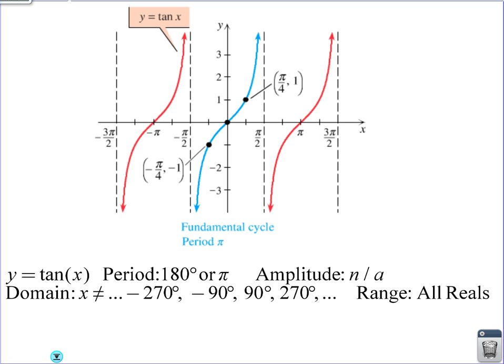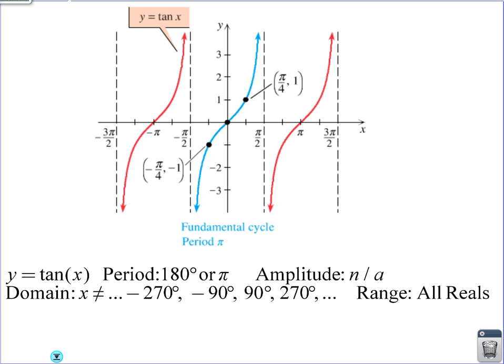Here's your tangent graph. We've done our sine and cosine. Y equals tan of x, and we've already looked at it once. But period of tangent, this is important. Write this down somewhere. The period of sine and cosine was 2 pi.